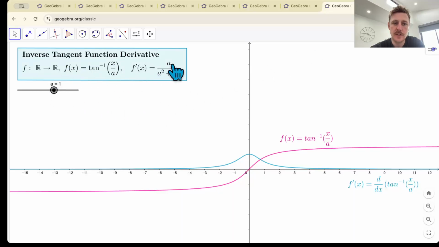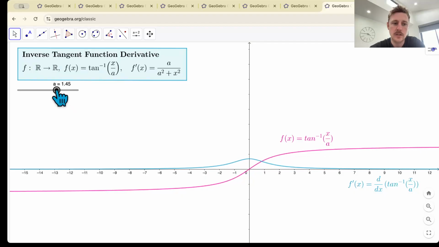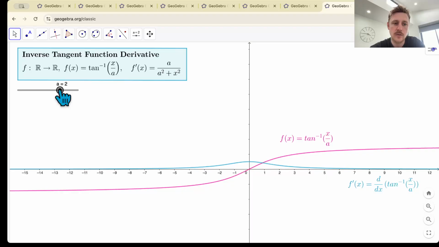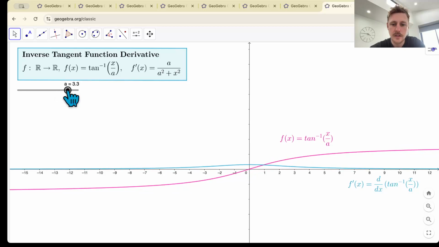Again, this isn't a proof, but this is the rule. I encourage you to work on the proof, but if you've got some function that's the tan inverse of x on a, then f dash of x, so the derivative, is a on a squared plus x squared. So what we have here is, in pink, the tan inverse function. And then in blue, we've got the derivative of the tan inverse function. And then we can dilate from the y-axis. So if a is 2, it's a dilation by a factor of 2 from the y-axis, and it flattens the derivative a little bit. We get this situation going on.